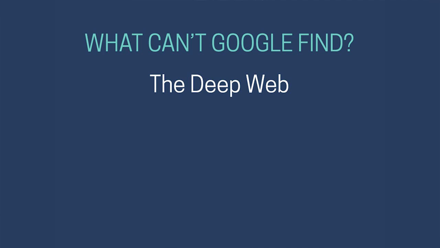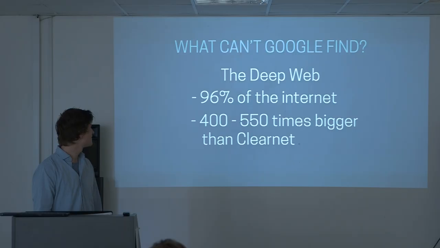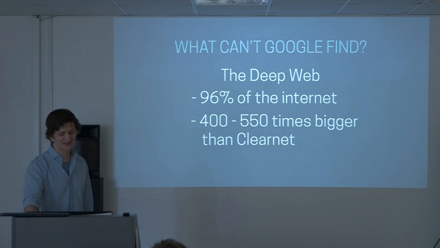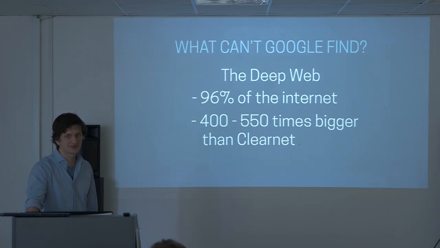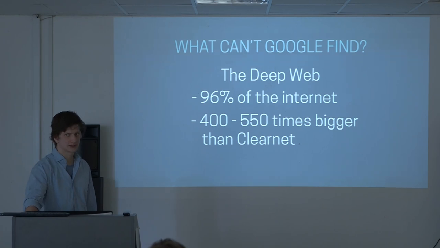So what can't Google find? 96% of the internet Google can't find. Even though Google has a huge index, when you compare it, it's just this small compared to the rest of the deep web. It's very hard to estimate how big the deep web really is, because you can't really count what you can't really see. But it's estimated to be between 400 and 550 times bigger than what Google can index.